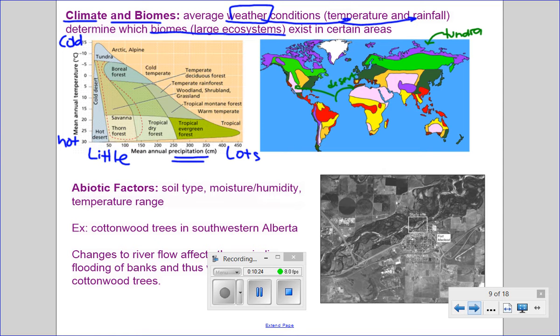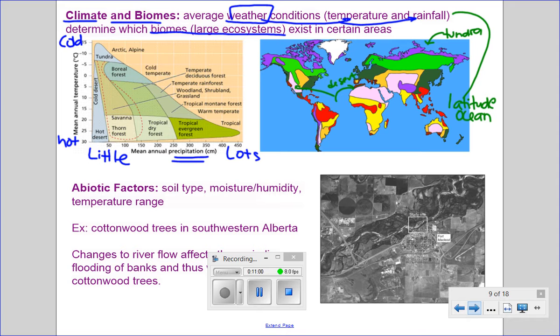And so it's really important to recognize that precipitation and temperature, which are largely determined by your latitude and whether or not you are close to an ocean, will determine what type of ecosystem there is. So it's not the details of a specific ecosystem, but the principle that weather determines ecosystems, and that determines which organisms can live there.